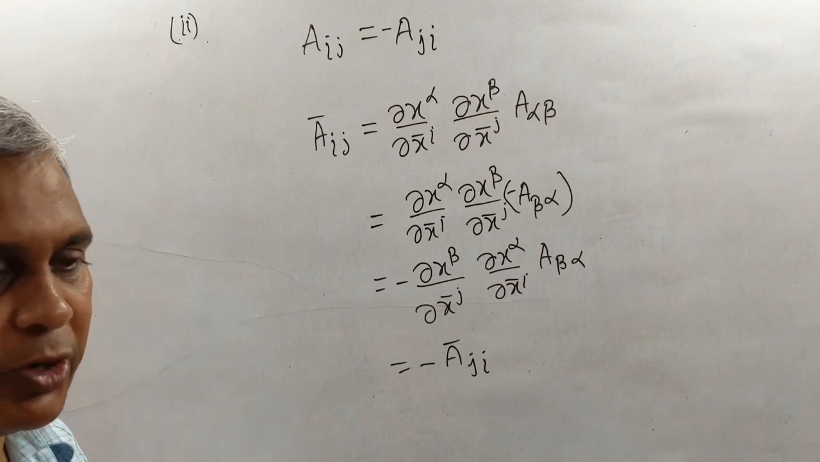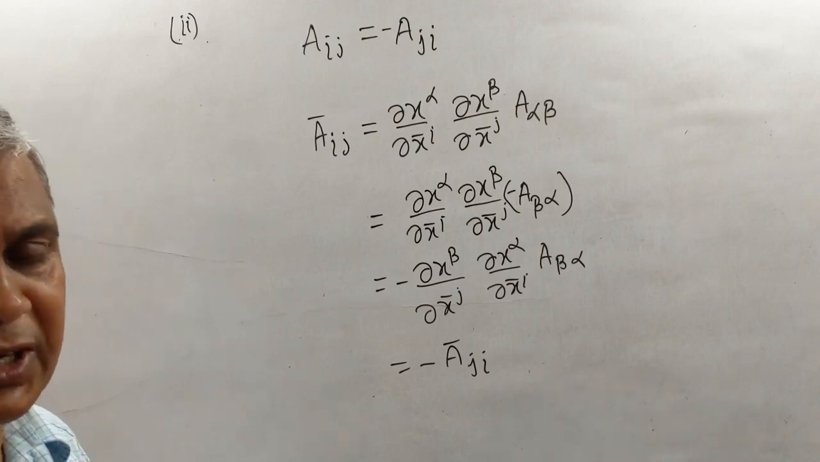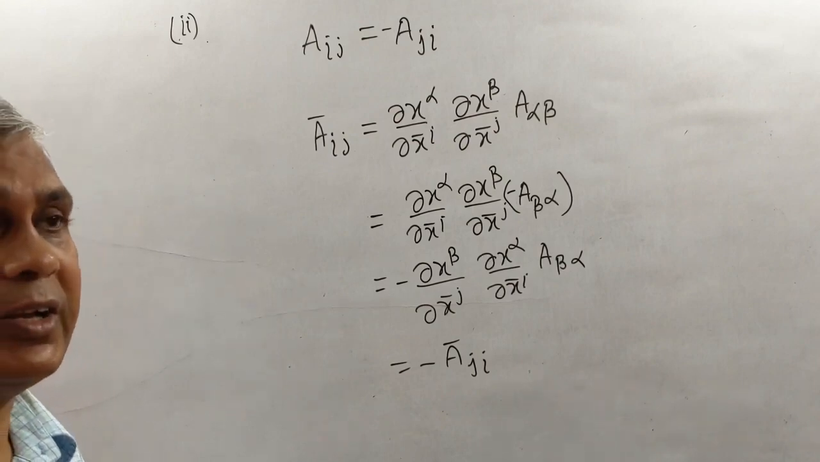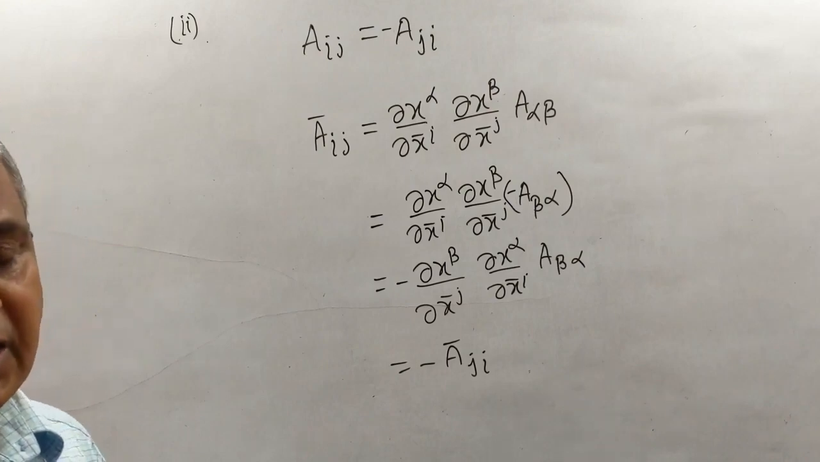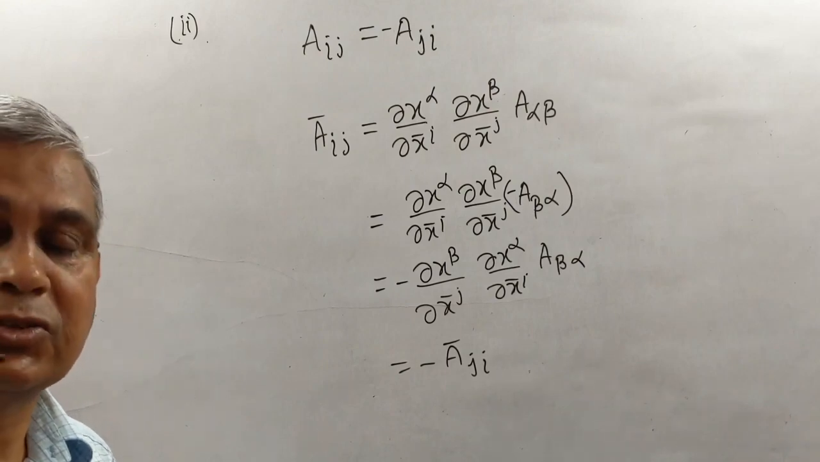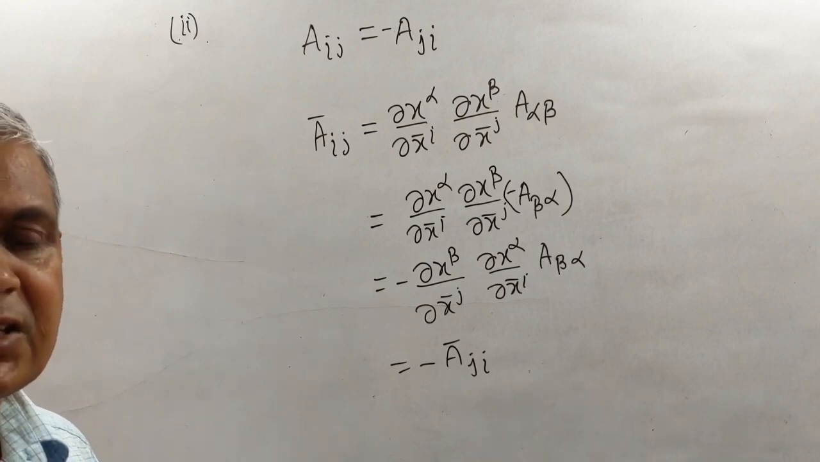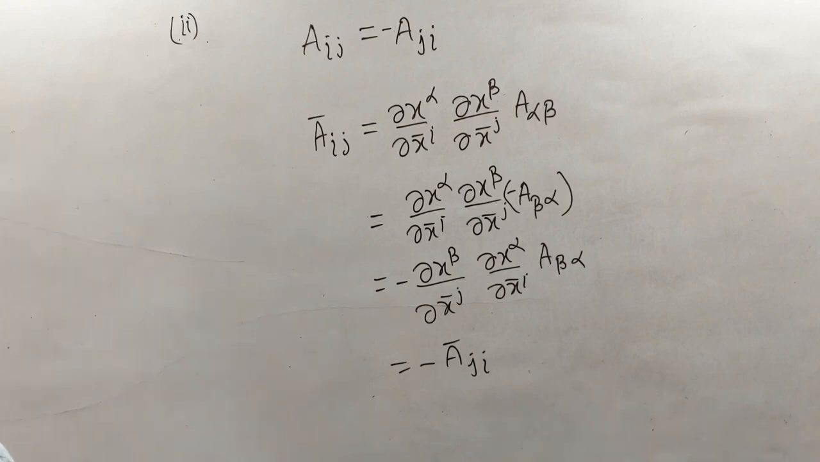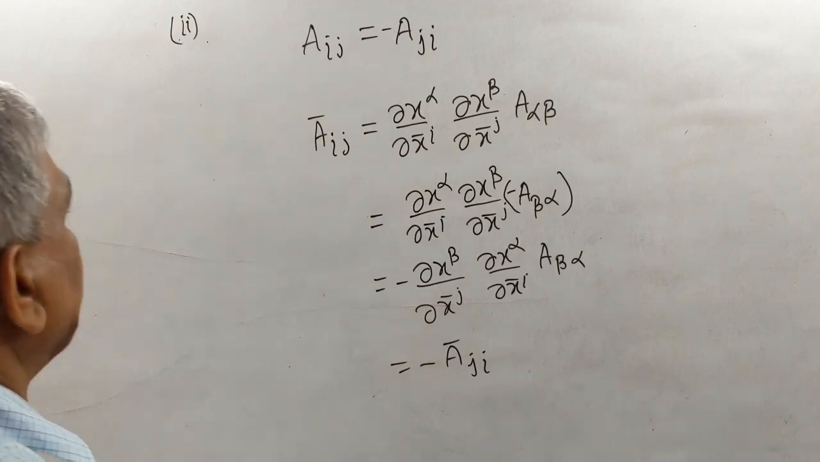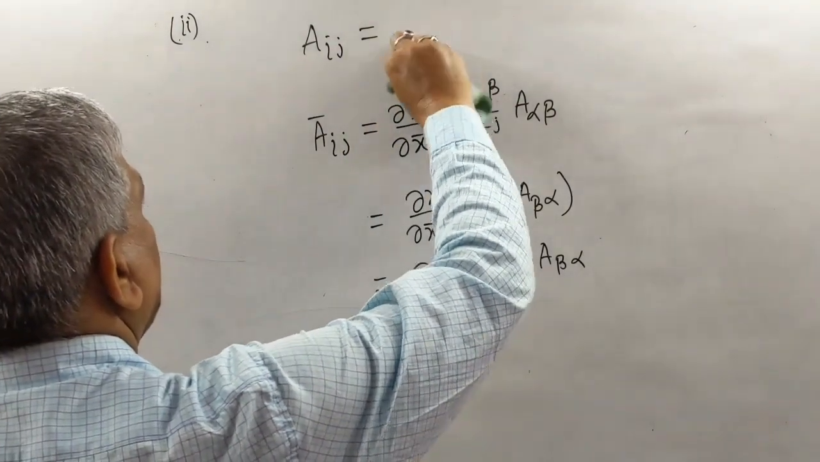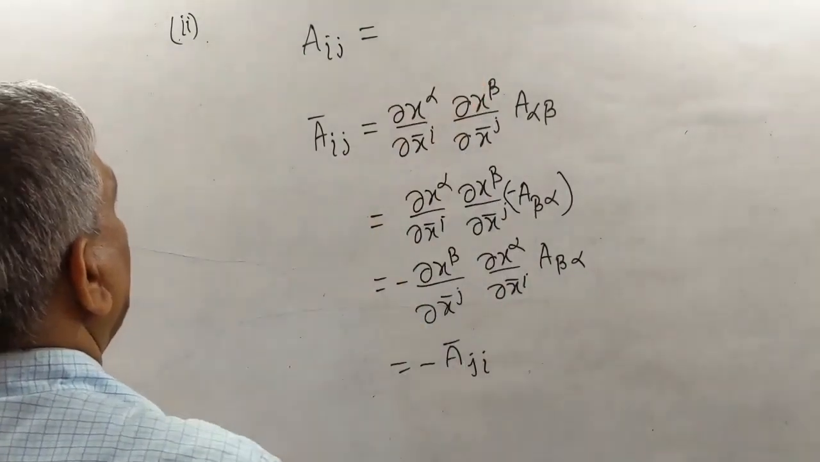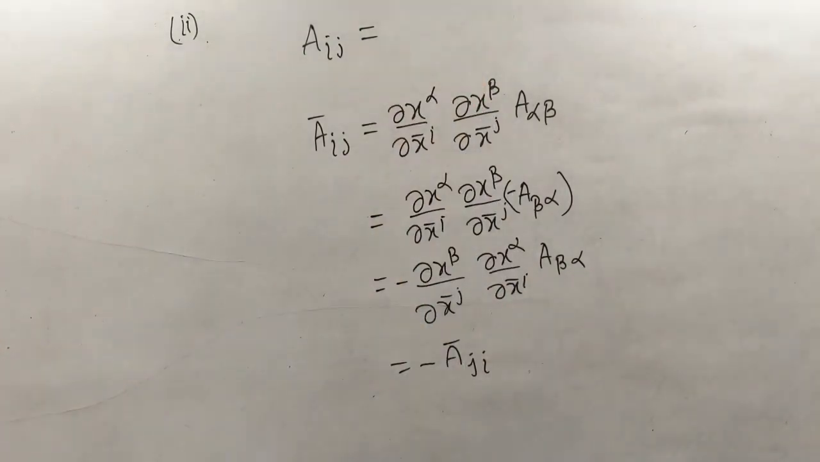X bar system of coordinates means other system of coordinates. So if a tensor is skew symmetric in a system of coordinates, then it is skew symmetric in other system also. Next property is, if a tensor vanishes in one system of coordinates, then it vanishes in other system of coordinates. Number 3.